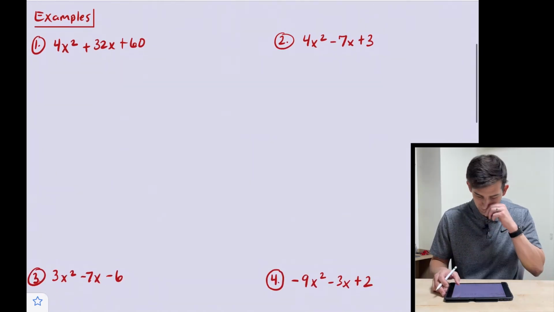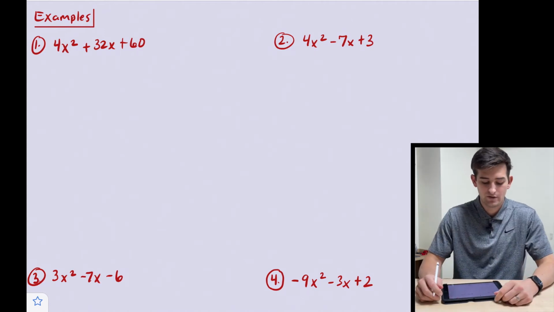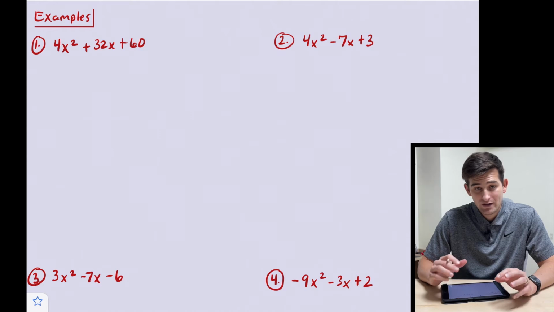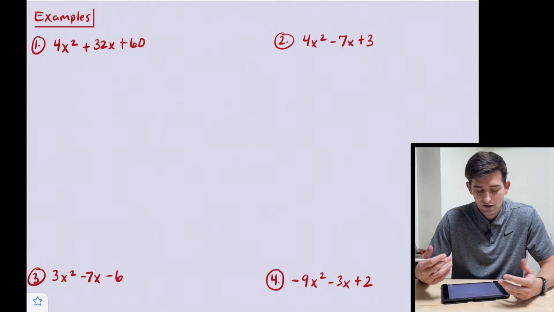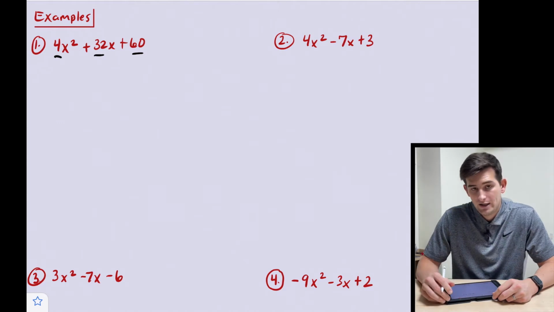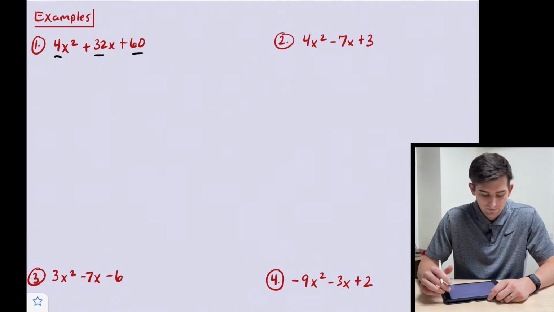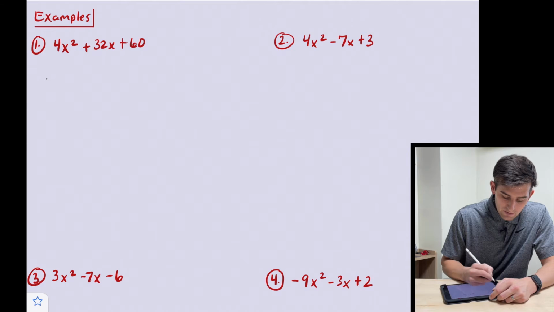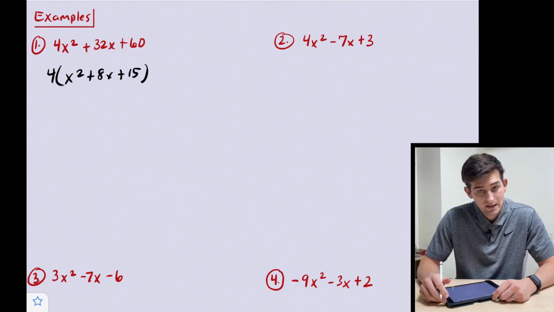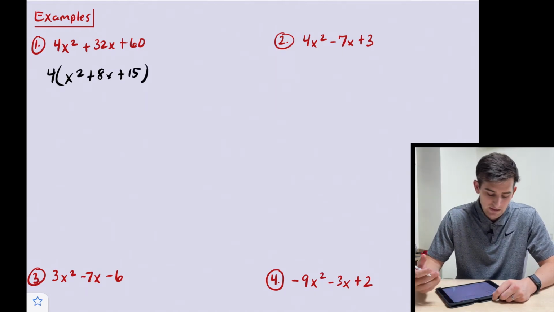All right, so here we go. Number one, we have 4x squared plus 32x plus 60. This is a great example where we can factor out the GCF, and it's going to make a become 1. If you see, 4 is a factor of all three of my numbers. So we can factor out a 4, and then we can write this as x squared plus 8x plus 15. Okay, so 4 times 8x would be 32x, and 4 times 15 is 60.